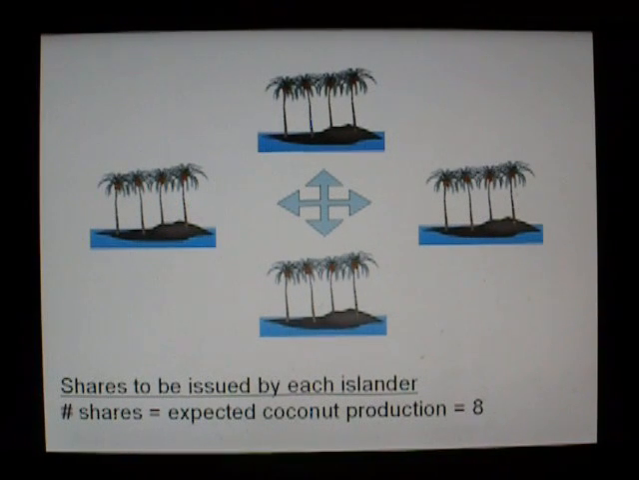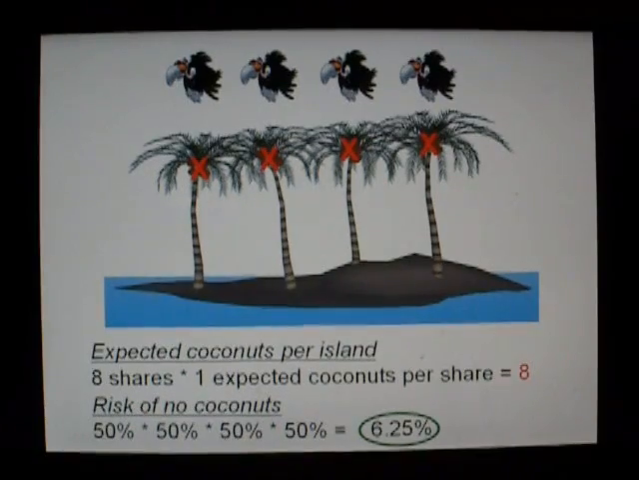One islander hit upon a solution. She takes all her trees and forms a company and then sells shares in her company. Her island has an expected production of 8 coconuts, so she sells 8 shares of her company. Once one islander gets the idea, all the others can follow. Before long, every islander has sold shares in her island to every other islander.